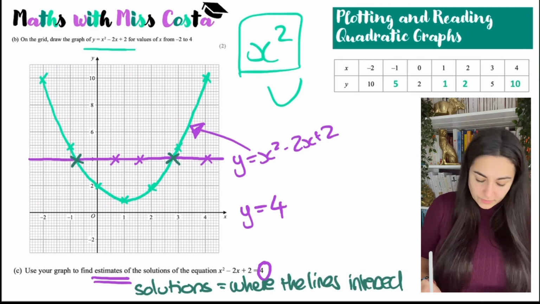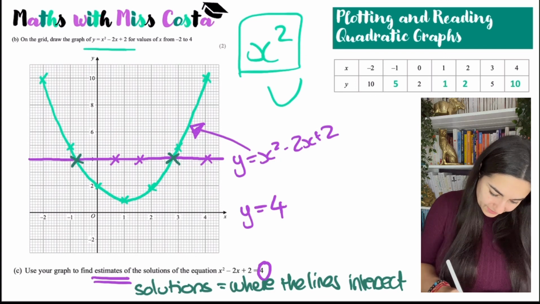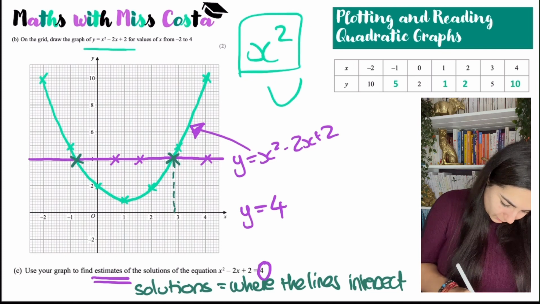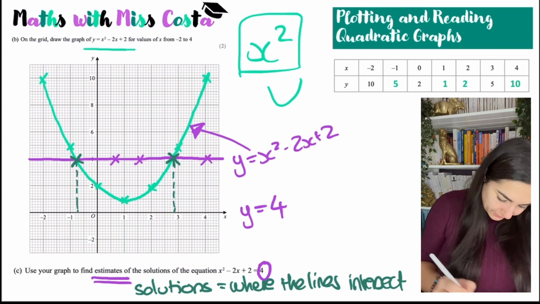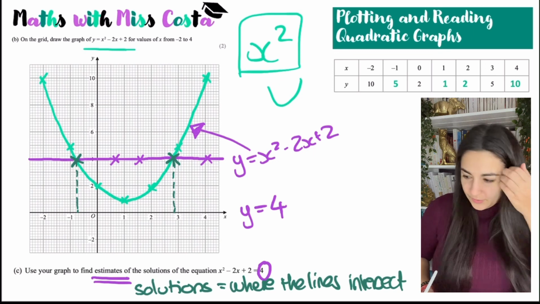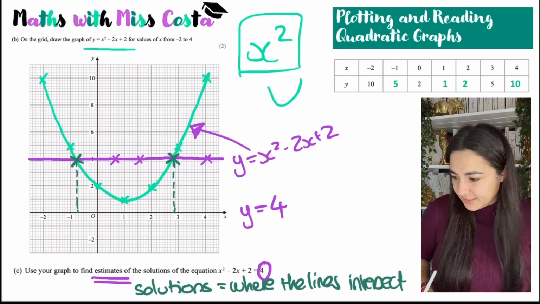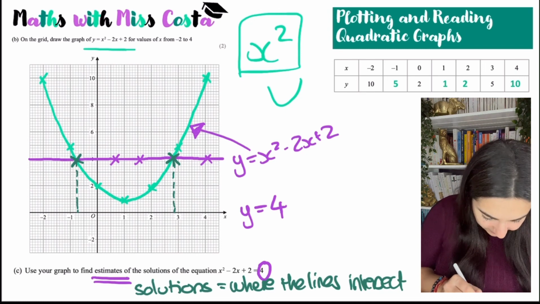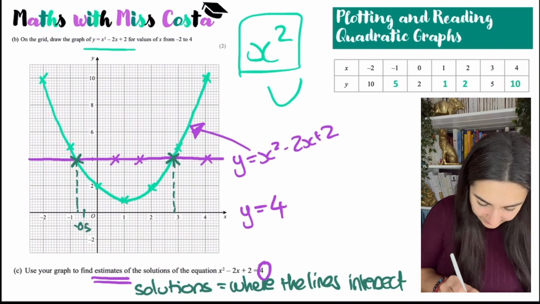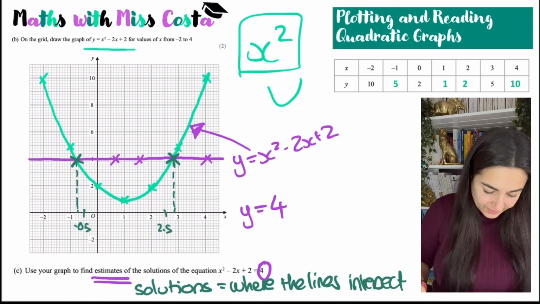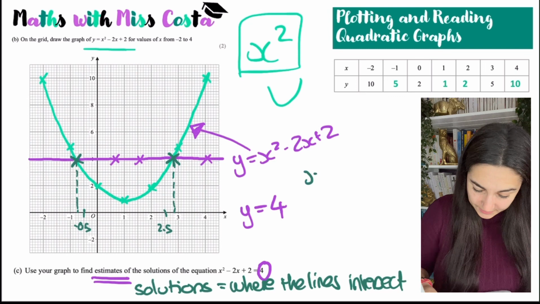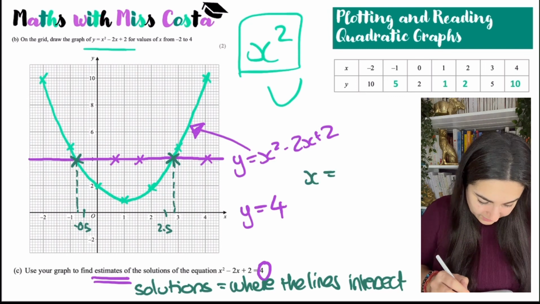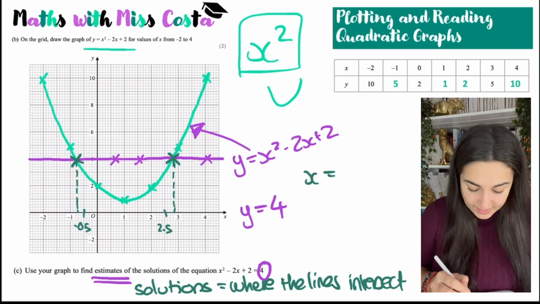So let's look at this. Now this is a bit of a nasty one, because obviously you will be much more accurate because you have it on paper. So I would say negative 0.5 is here, 2.5 is here. So I would say the x solution would be 0.7, anything between 0.65 and 0.8.